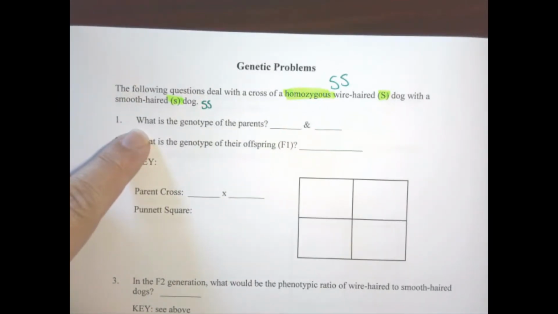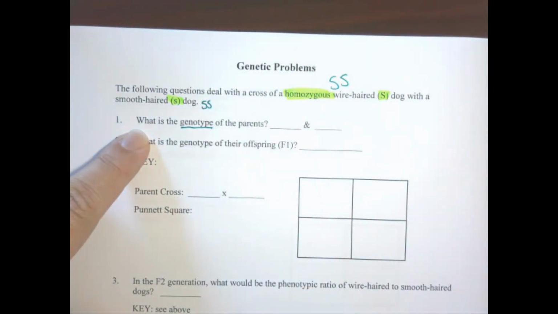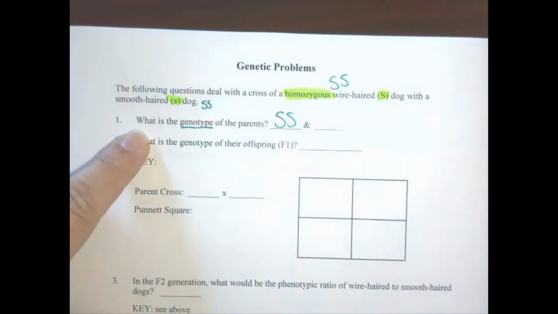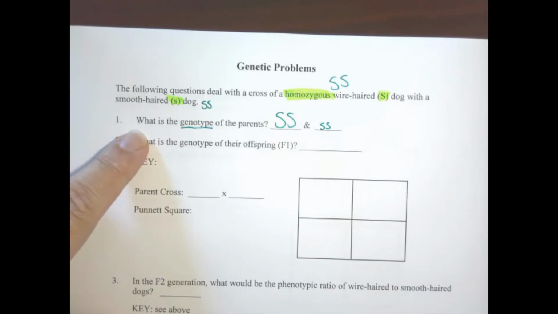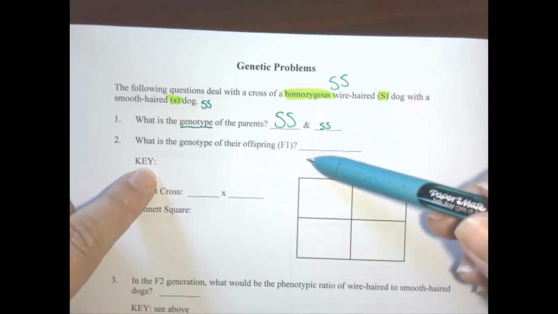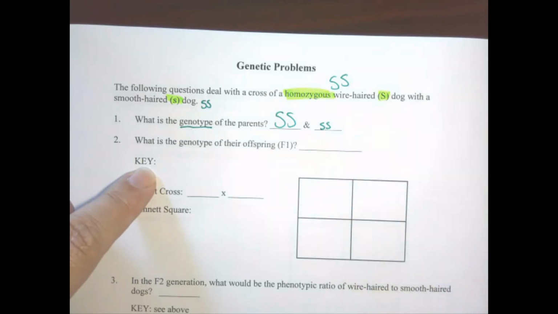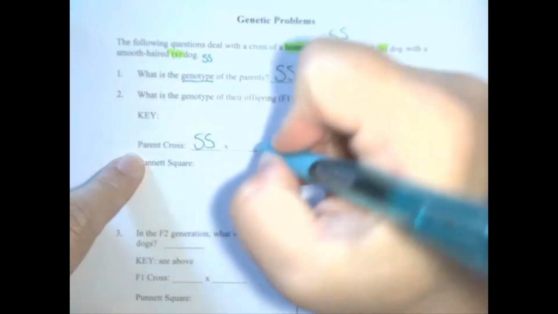This first part says, what is the genotype? Again, what's it asking for of the parents? That's these letters. The first parent is big S, big S, and the second parent is little s, little s. These are the genotypes of our parents. Now it's asking what the genotype is of the offspring. To get this answer, I have to do the Punnett square. The parent cross is big S, big S, crossed with little s, little s.